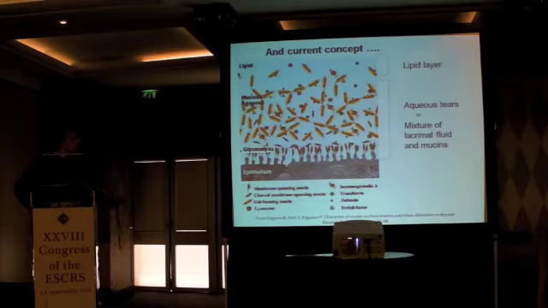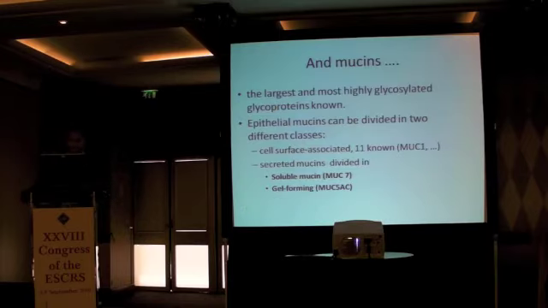Why? Because there's a junction between the tear film and also the cells. That means, in fact, we can say that the tear film is the third tissue of the ocular surface. That means the cornea, conjunctiva, for the epithelium, of course, and tear film also. So what are mucins? Mucins are the largest and most highly glycosylated glycoproteins known. And not only, of course, on the eyes, but everywhere on the mucous membranes in the body.